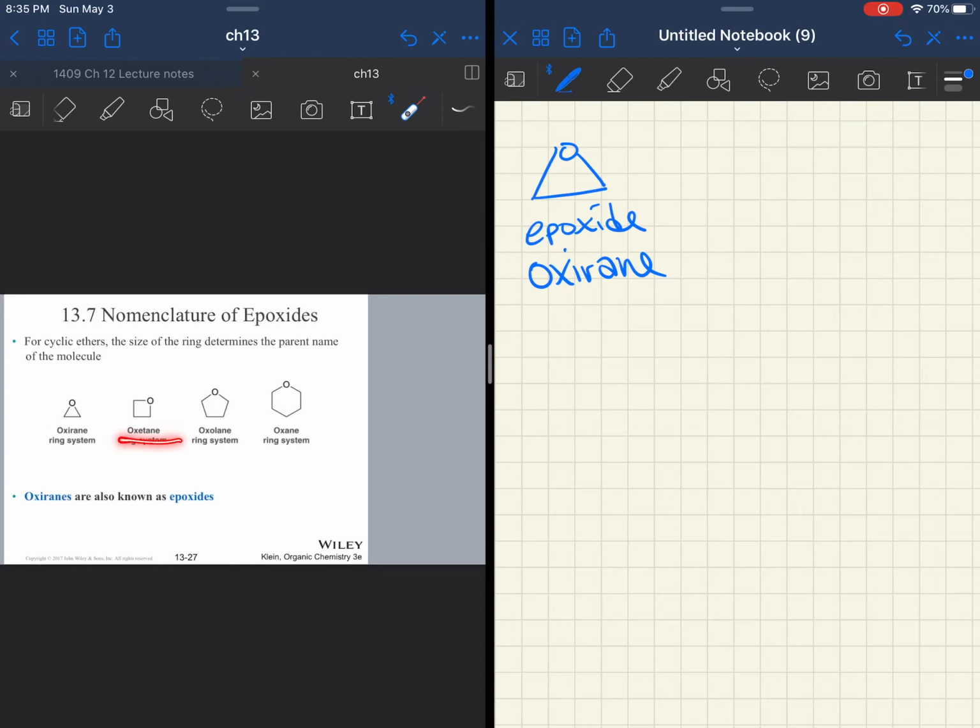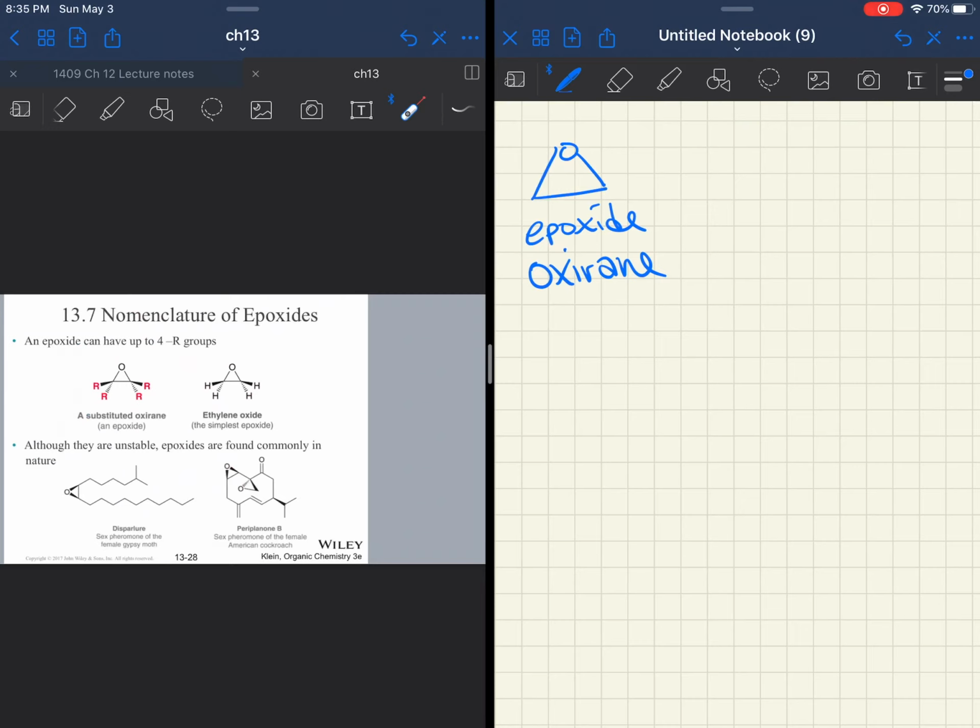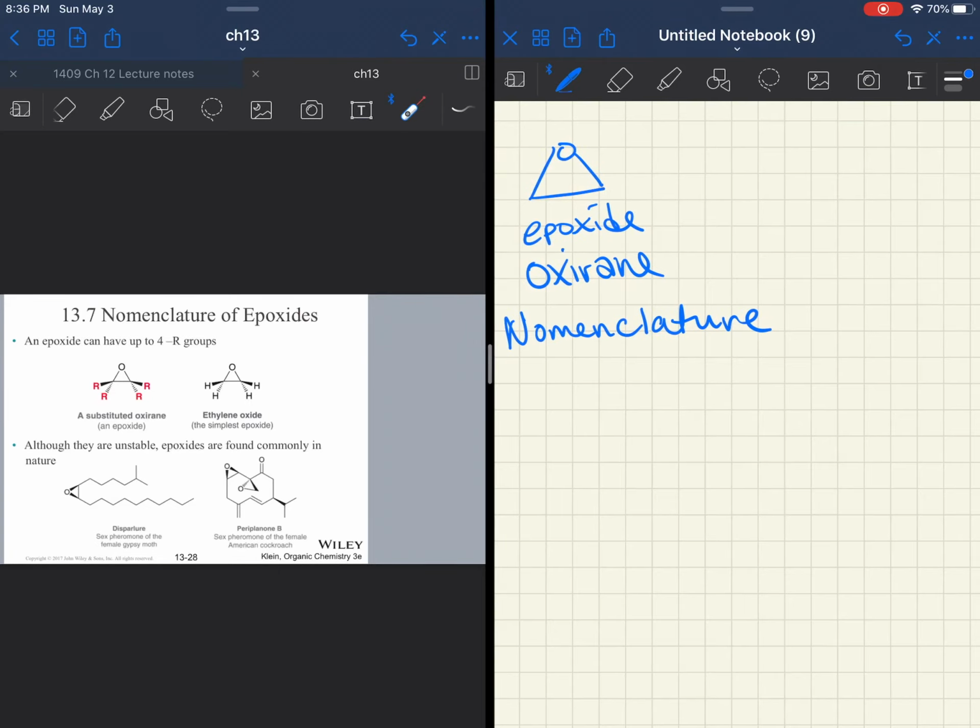For four-membered rings, oxetane, oxolane, oxane. But the only one that you need to know all about right now is the oxirane. And you do need to know the term oxirane and epoxide, because they're both useful, especially when you are naming. Now, for nomenclature, much like with ethers, there's two different ways to name an epoxide, except it's not common in IUPAC. Both of these are useful for naming.